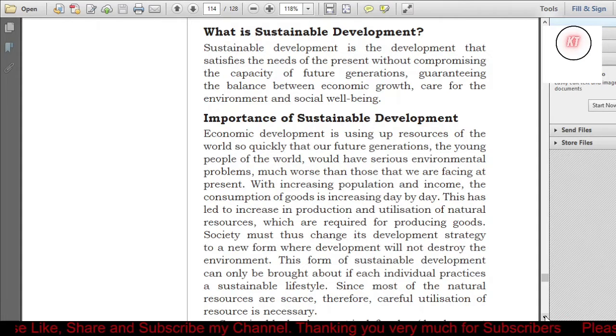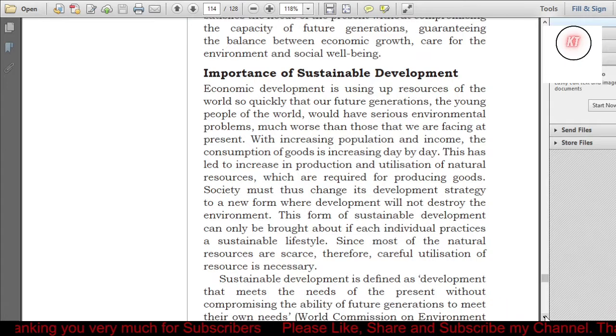Economic development is using up resources of the world so quickly that our future generations, the young people of the world, will have serious environment problems, worse than those that we are facing at present. With increasing population and income, the consumption of goods is increasing day by day. This has led to an increase in the utilization of natural resources, which may be required for producing goods.